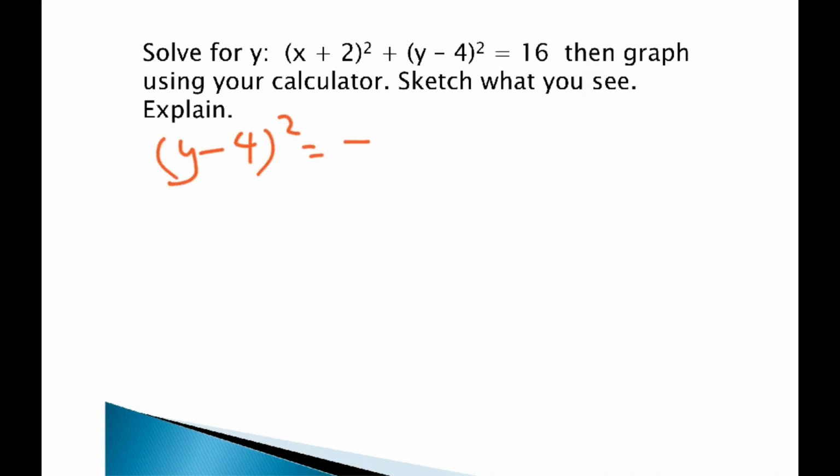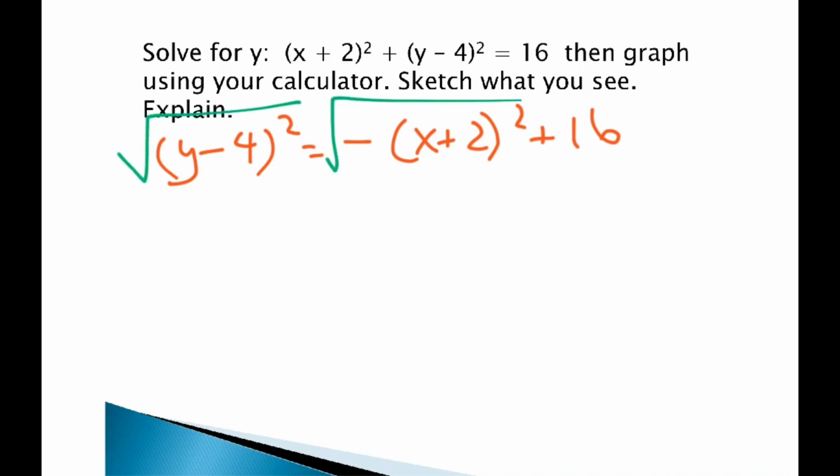Okay, I'm going to first get the y part by itself. So I'm going to have (y minus 4) quantity squared equals negative (x plus 2) quantity squared plus 16. It probably would not help things to multiply that all out and get something like x squared plus 4x plus 4. That's probably not helpful, although you could if you wanted to.